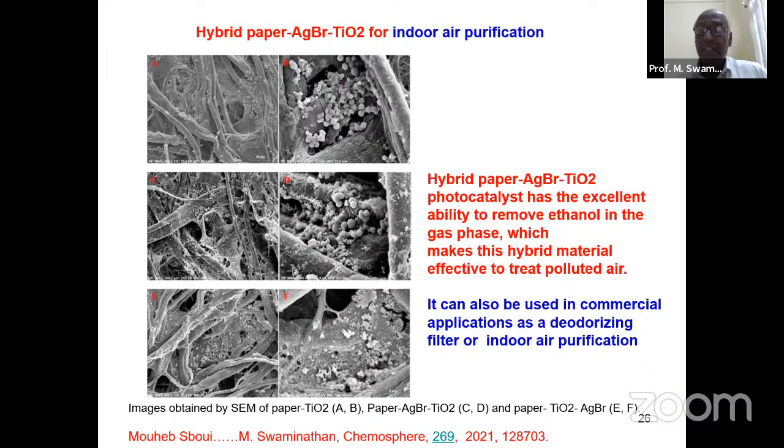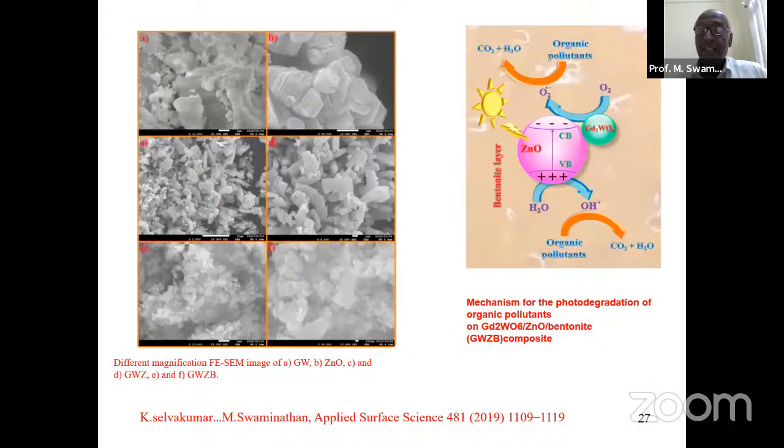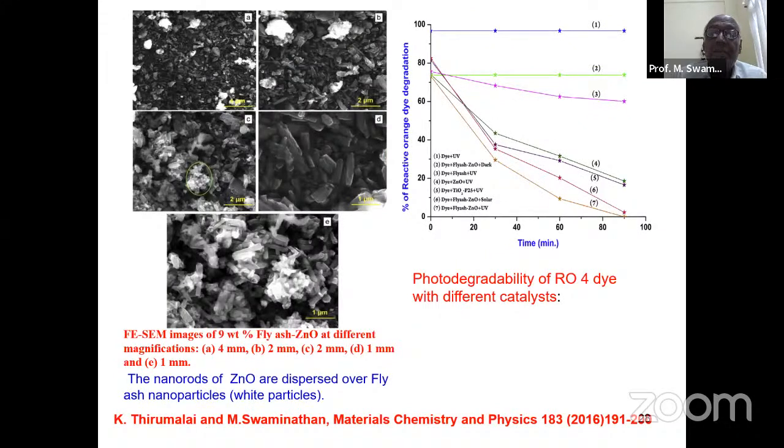And this is another nano composite. Actually, we started using rare earth vanadates and rare earth tungstates. So this is a gadolinium vanadate tungstate zinc oxide bentonite material used for the degradation. This is actually fly ash. So fly ash is a waste material obtained from thermal power plants. And in the Neyveli Lignite Corporation in our place nearby, we used to get the fly ash and characterize it, and then we prepare the fly ash zinc oxide. It is found that 9% fly ash zinc oxide is very efficient in the photodegradation of some of the toxic chemicals.